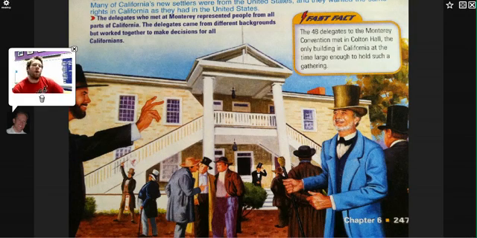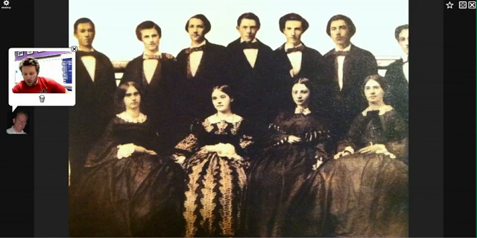They also needed to figure out what kind of education system California was going to have. They called for the creation of a state public school system. This is a picture of the first graduating class of the first high school in San Francisco, and this was in 1859. Okay.